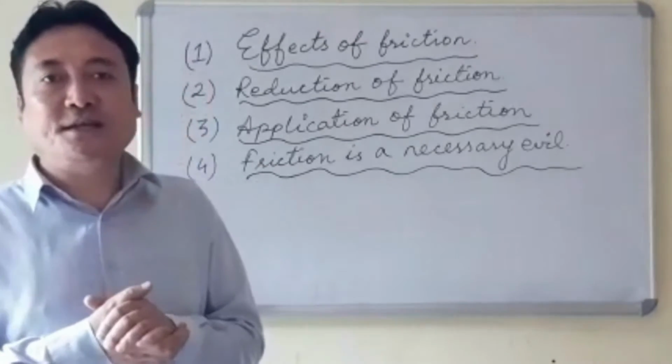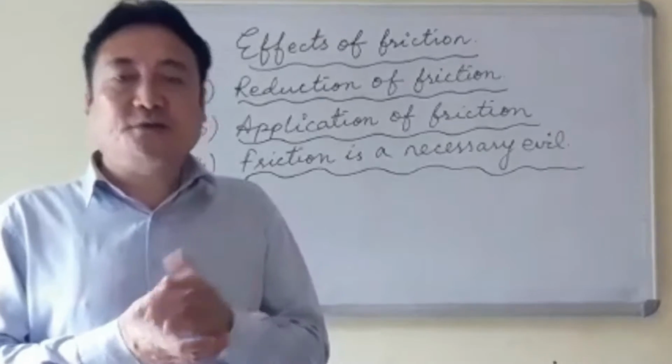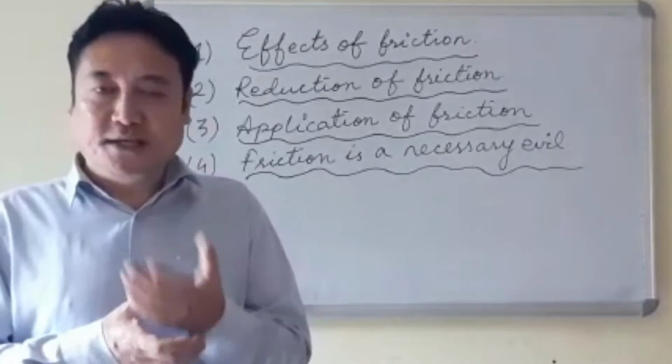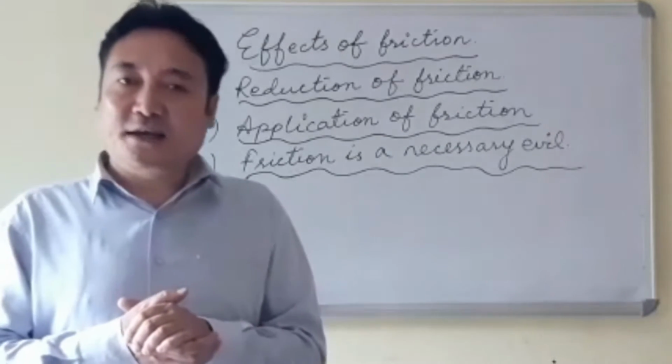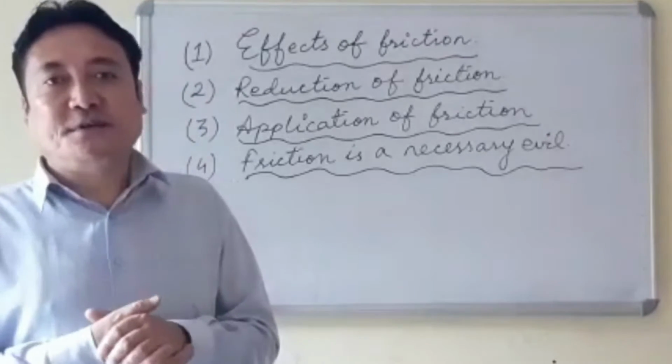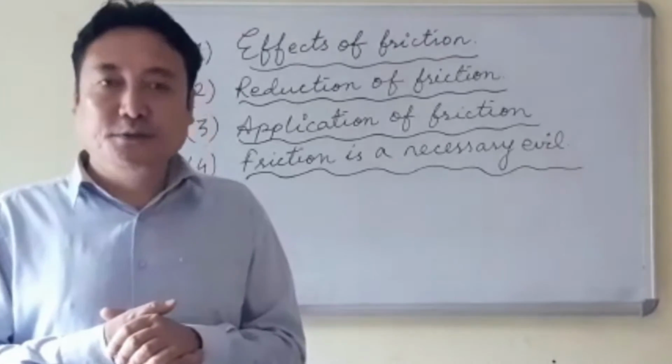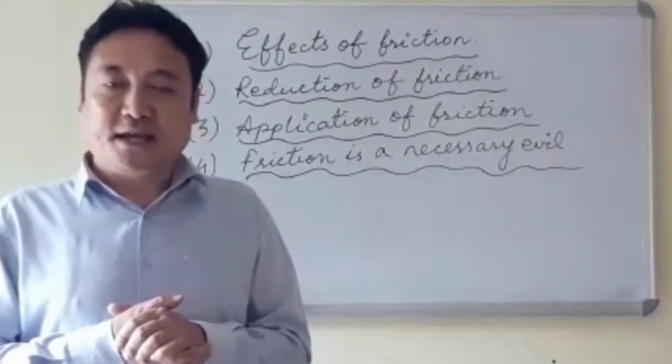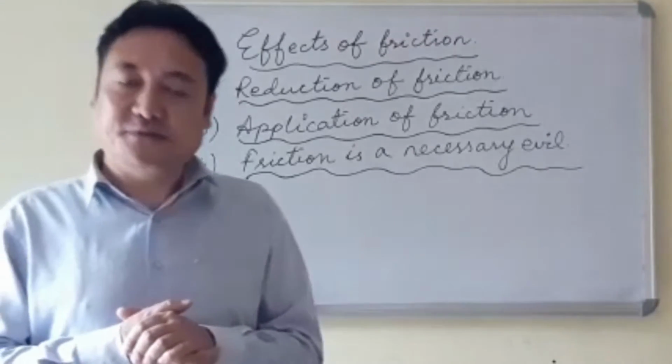So the second point is heat. Friction causes heat. Heat is produced in the tire of a vehicle, in the machinery parts of the vehicle, and in any kinds of machines which are in use. And this heat is caused due to friction.